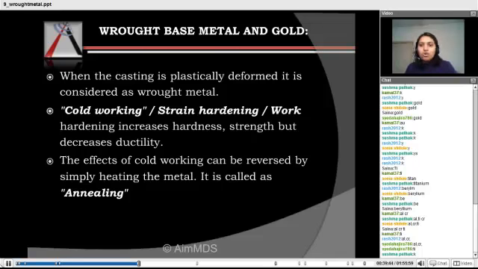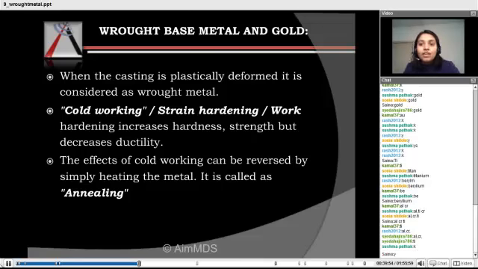We also saw the difference between high noble and the other cast metals. Remember the percentage? What was the percentage of gold in high noble metals? Percentage of gold in high noble metals.